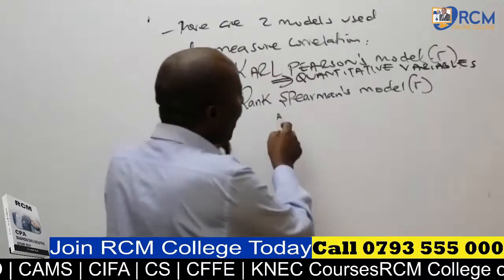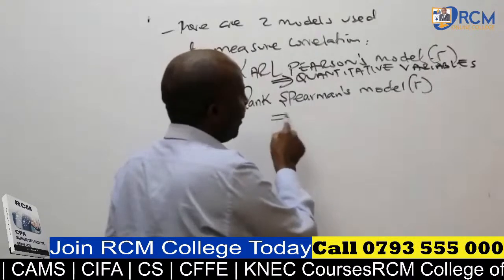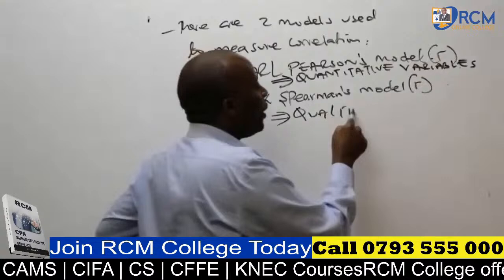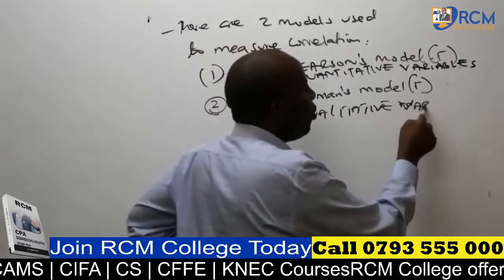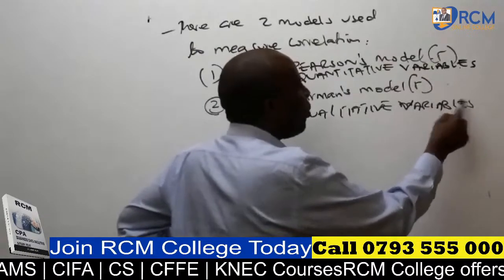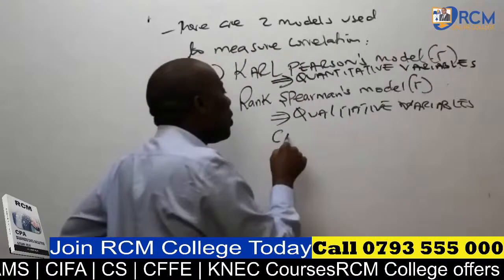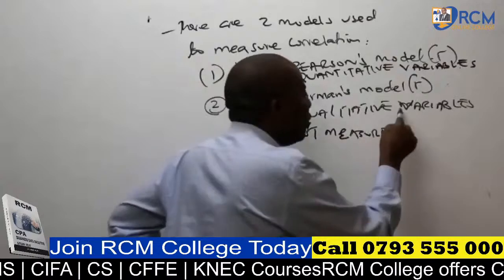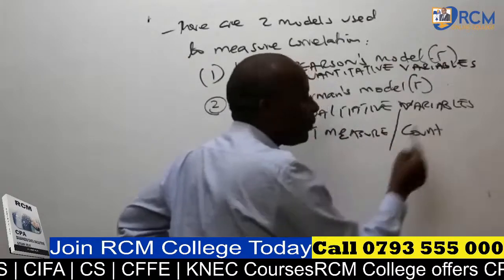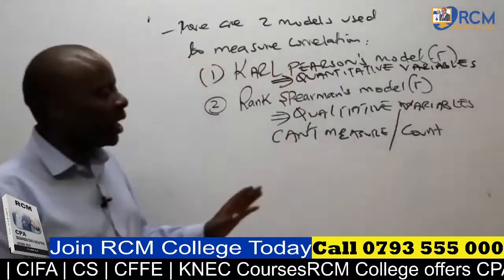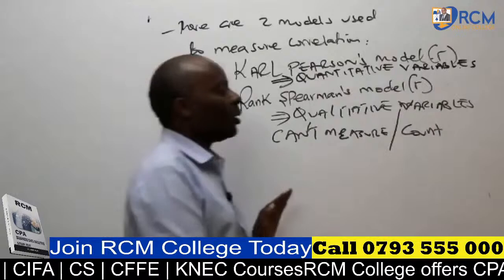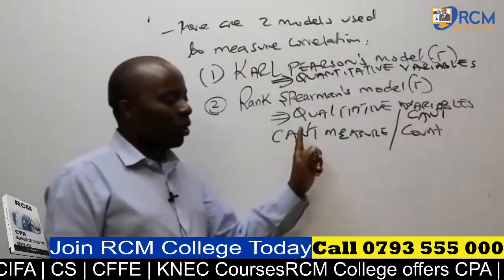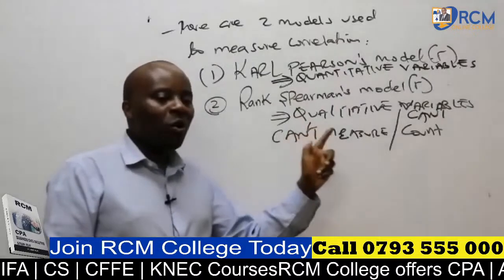How about Spearman's? We normally use the Spearman's rank model, ladies and gentlemen, to capture what we call qualitative variables. Qualitative variables are those variables you cannot measure, you cannot count. Those variables that you can't measure and can't count are called what here, somebody? Qualitative variables.